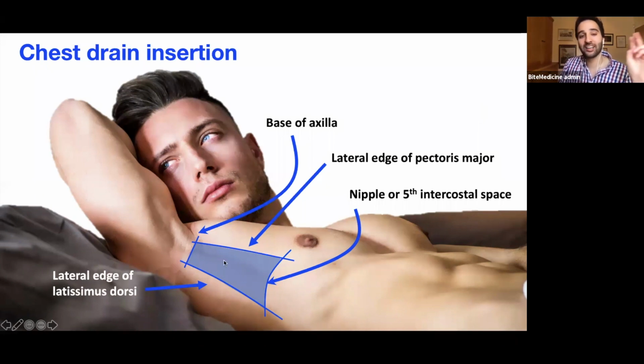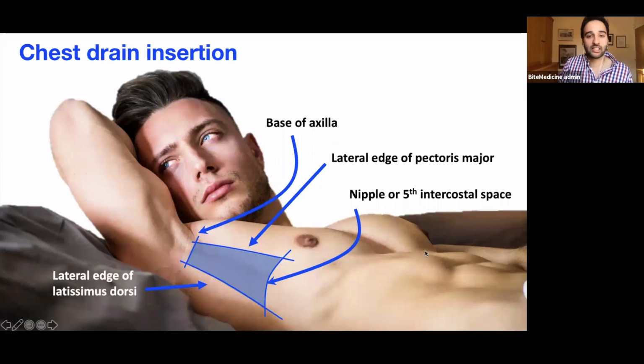So the triangle of safety is what we call it. It's kind of more shaped like a trapezium. It's formed anteriorly by the lateral border of pectoralis major, laterally by the lateral border of latissimus dorsi, inferiorly by the fifth intercostal space, and superiorly by the base of the axilla. So that's literally it. Make sure you understand exactly what these boundaries are. Really, really classical question in your exams.